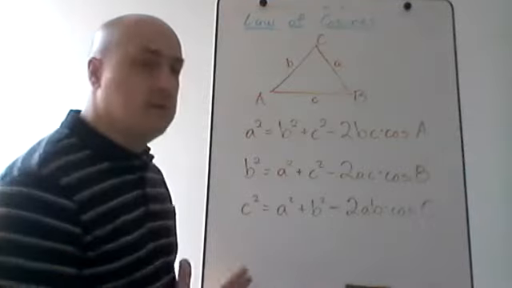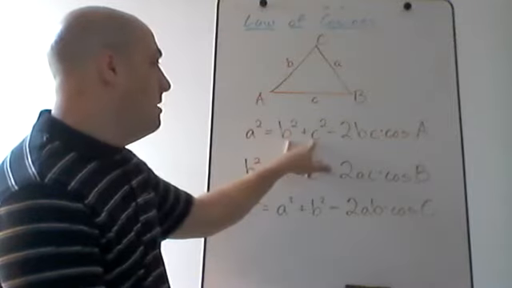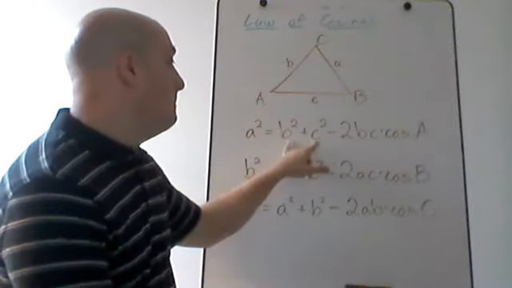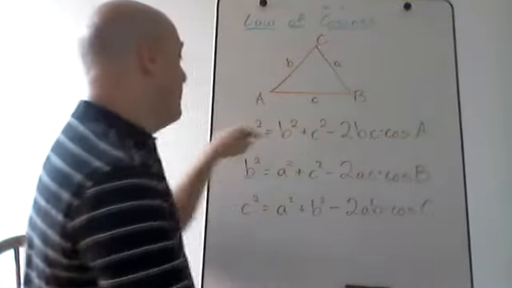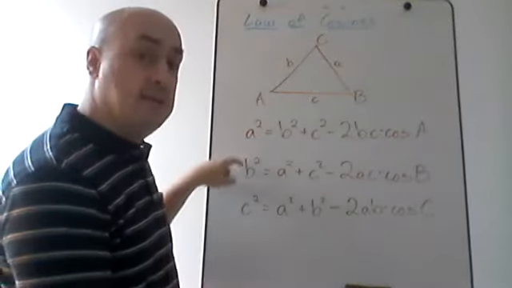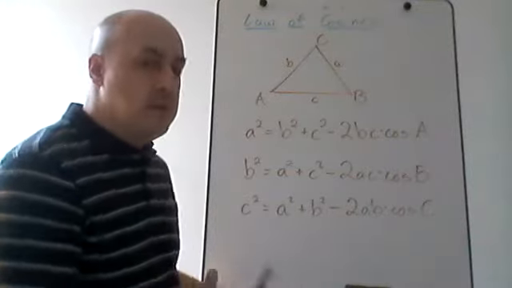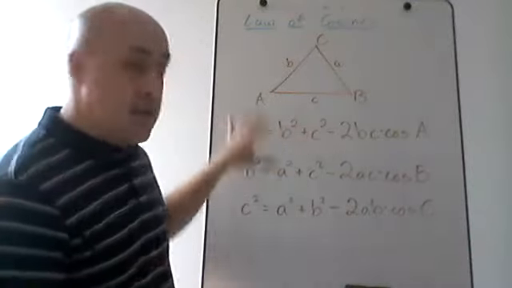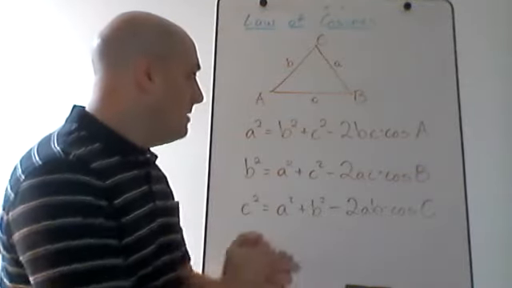And if you understand that pattern of how it's put together, it's one of the sides squared equals the other two sides squared and added together, minus 2 times those same two sides, times the cosine of the angle that I started with over there. That's the pattern, no matter which one you use. And if you get that pattern, then you can use it for whichever side or whichever angle you're trying to solve for. So that's our law of cosines.